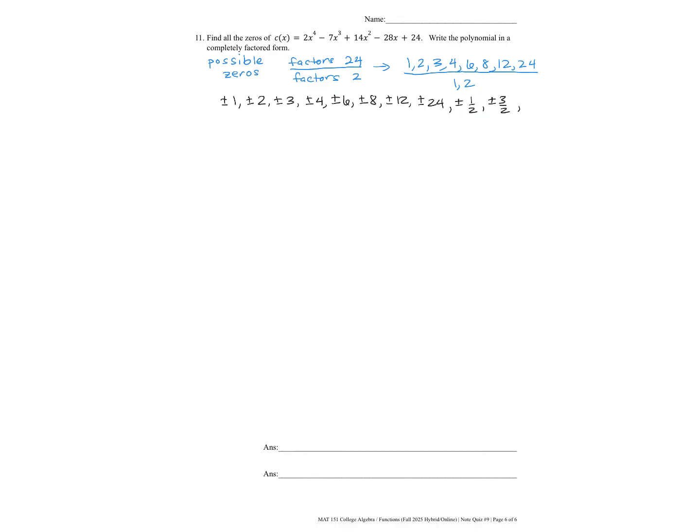So let's see here. We got 3 over 2 is already there. 4 over 2 is 2. Nope. 6 over 2 is 3. Nope. 8 over 2 is 4. 12 over 2 is 6. And 24 over 2 is 12. So my list ends right there for possibilities.